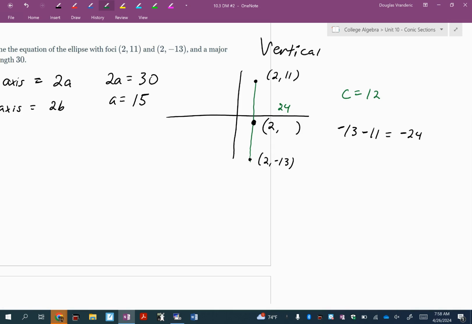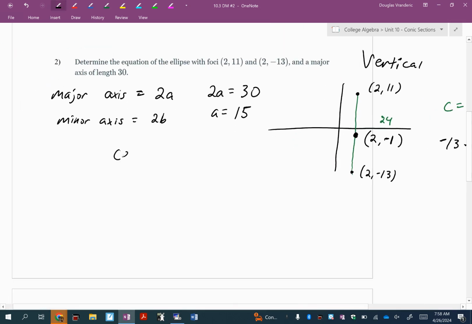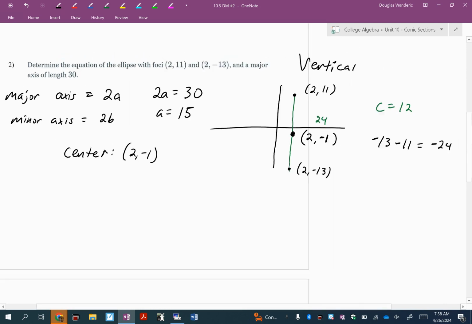It hits here, and it's going to go to the negative. How many more do I need to count to get to that last one? One more, right? Because this is 11, and then one more would be 12. So do you know what this y value is? -1. Nice job, guys. Well done. That's the center. So we just found the center. The center is 2, -1. Okay?